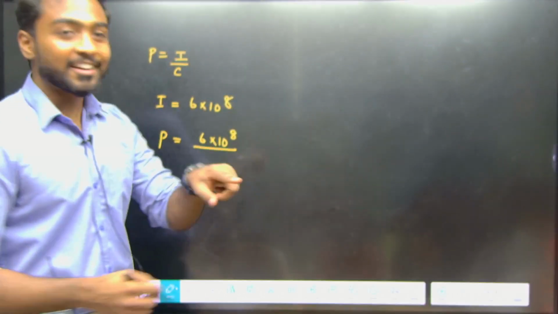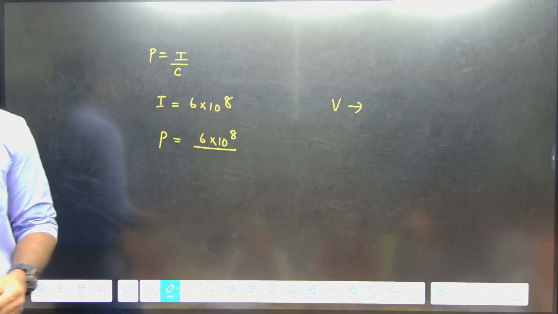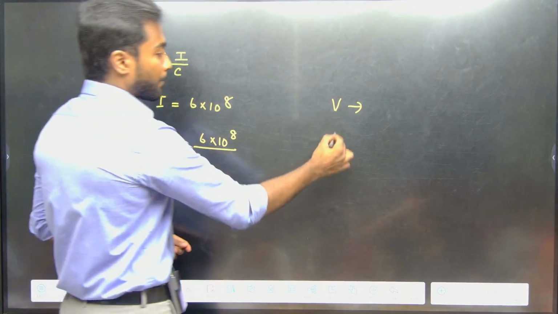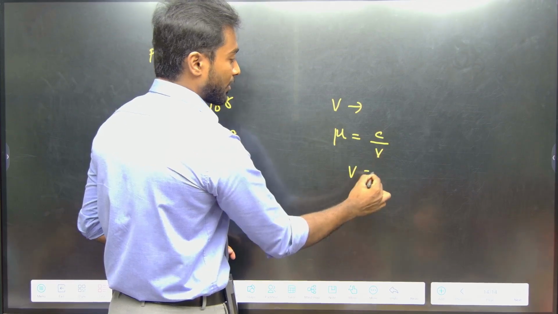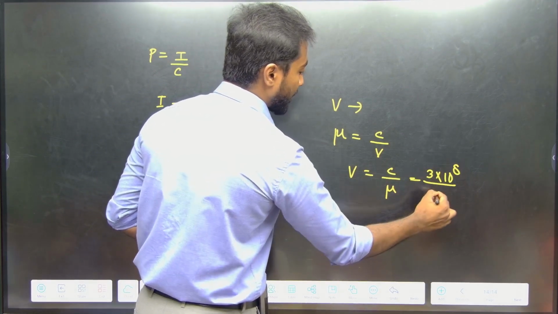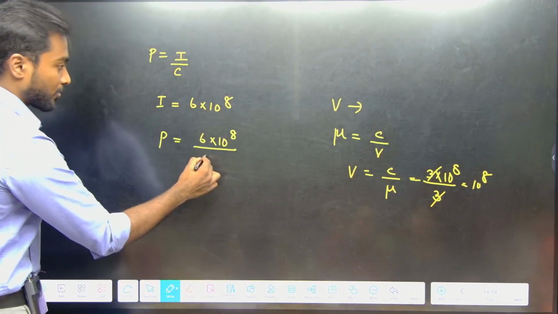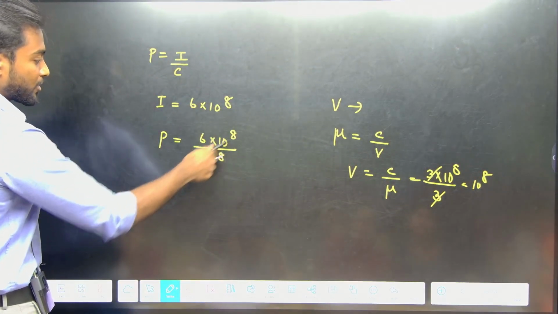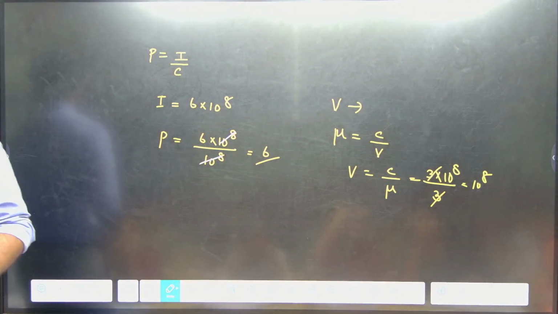Object is placed in a medium, which means I need the value of V there, not the value of C. So mu is equal to C by V. So V will be equal to C by mu. It is 3 into 10 power 8 divided by 3. 3 and 3 will get cancelled. It is 10 power 8. So these two will get cancelled off. Answer is 6. 6 is the answer.